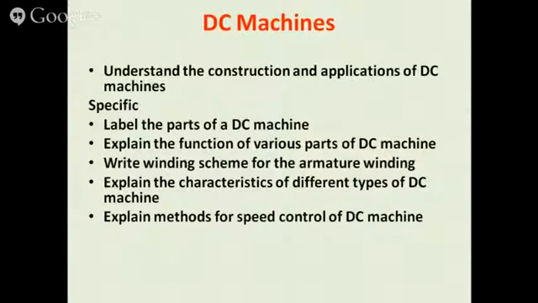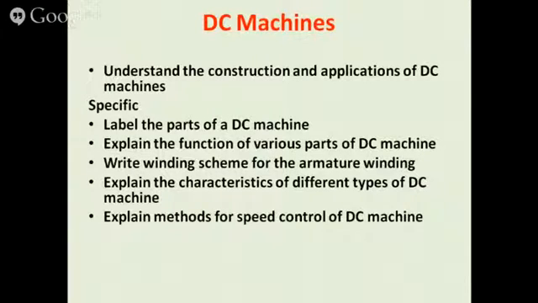And this has further been broken down into specific objectives. When I talk about construction, that means anybody who has the understanding of a construction of a machine means he or she has the knowledge of various parts of the machine. So here you see: label the parts of a DC machine. So if any figure is given to the person, he is able to label the various parts of a DC machine. Next one is if he knows the name of the various parts, which is at remembering level.